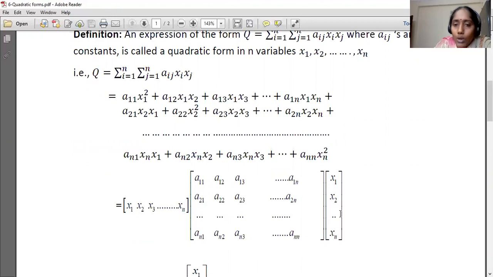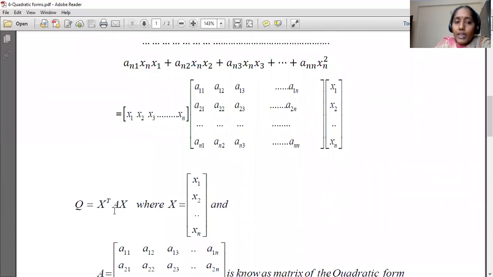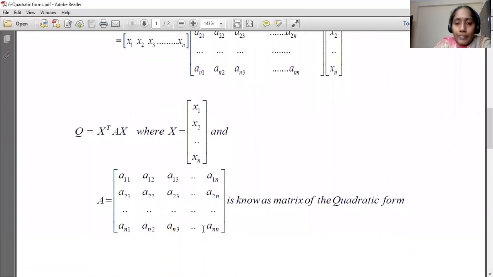Here the column vector is called x, and the row vector is called x transpose. Generally, a vector is represented as a column matrix, which we consider as x here, and a row matrix is x transpose. So this can be expressed as x transpose A x. So every quadratic form Q can be expressed as x transpose A x, where x is x1, x2 and so on xn, and A is a symmetric matrix.